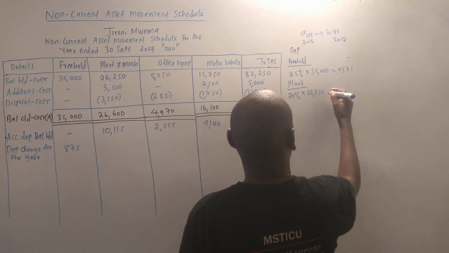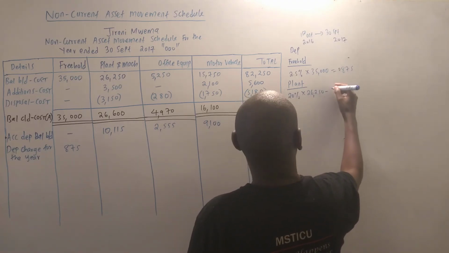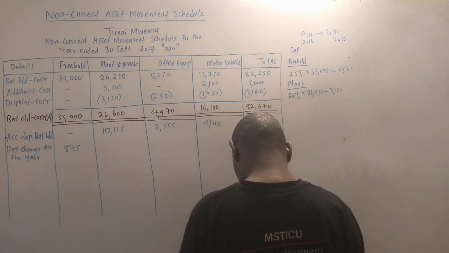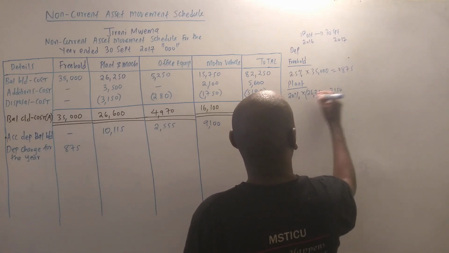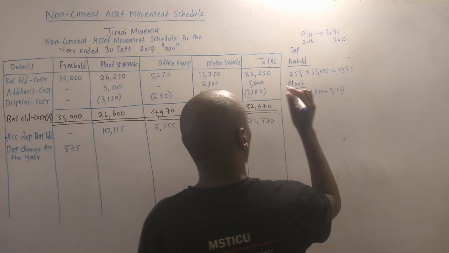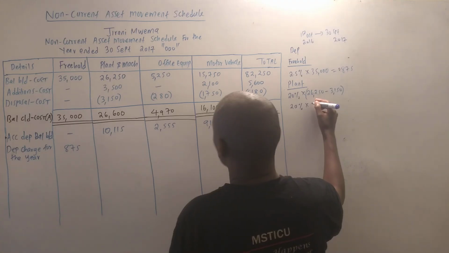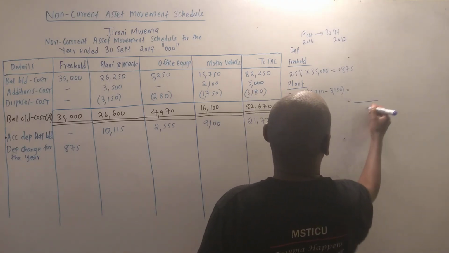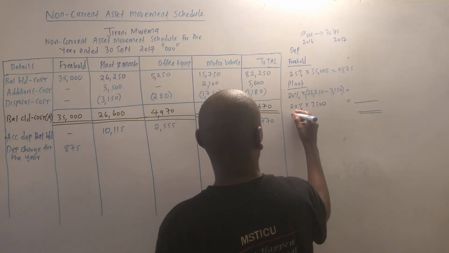Now we need to remove what was sold, which is that 150. And then we also need to consider the depreciation for the item that was acquired, that is that 500. So that will give us the depreciation for the year.